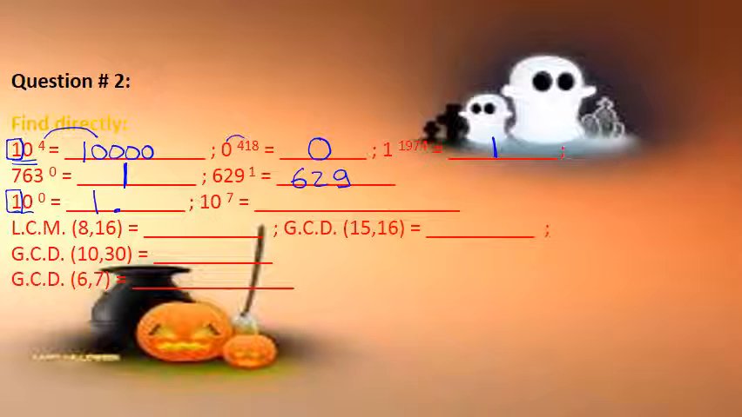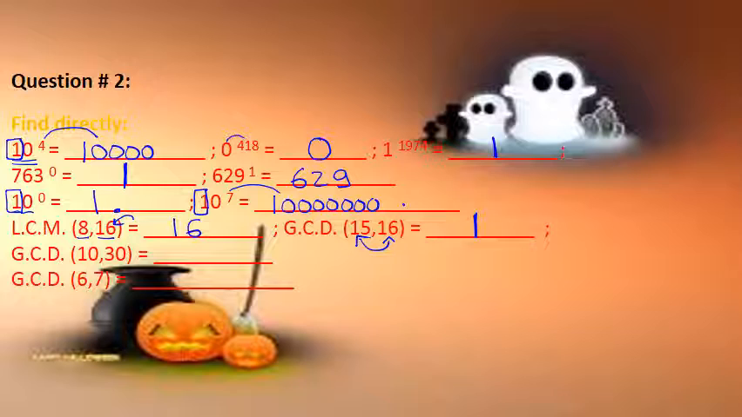Now 10 to the power 7, also we take the 1 from the base, and near the 1 we add 1, 2, 3, 4, 5, 6, 7 zeros. Now the LCM of 8 and 16. We can see that 16 is a multiple of 8. When we have to find the LCM of two multiples, the LCM will be the greatest number, which is 16. Now the GCD of 15 and 16, as we can see, 15 and 16 are two successive numbers, and always the GCD of any two successive numbers is 1.